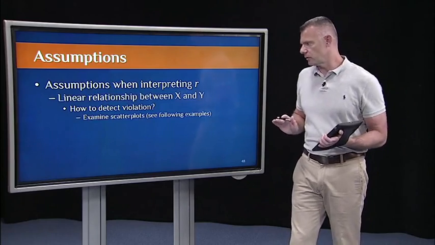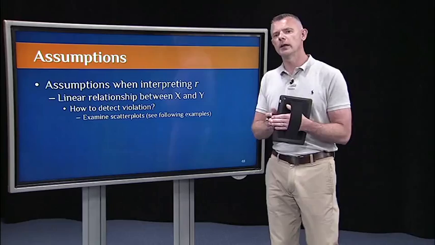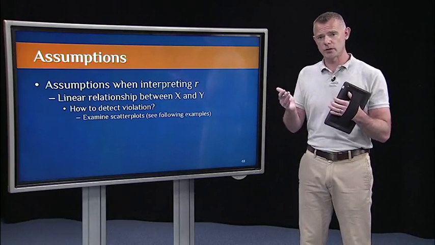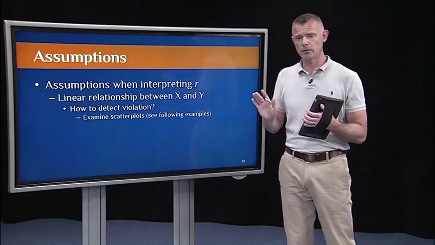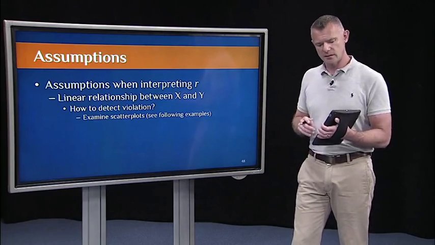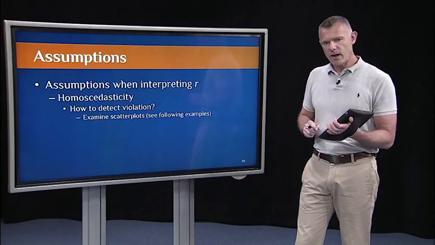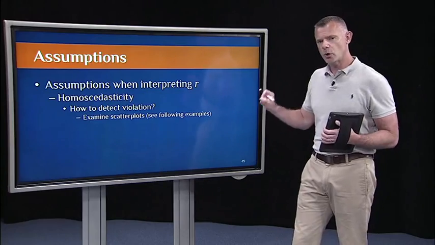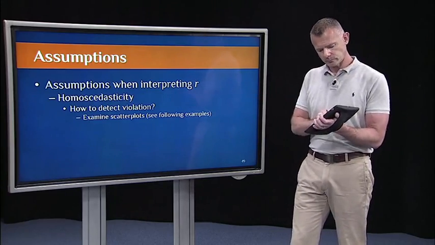The second assumption, for now, is that we're going to assume a linear relationship between x and y. Of course, there could be all sorts of relationships between x and y that are not linear, but for now, we'll assume linear relationships, and we'll see that in scatter plots. And finally, there's this assumption of homoskedasticity. And again, let me show you that in a scatter plot.